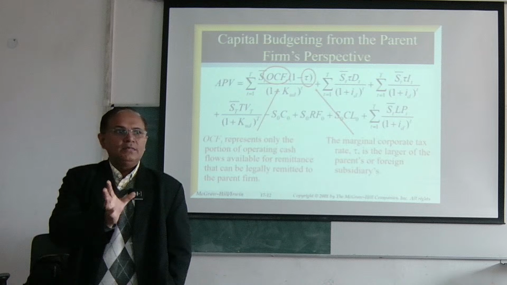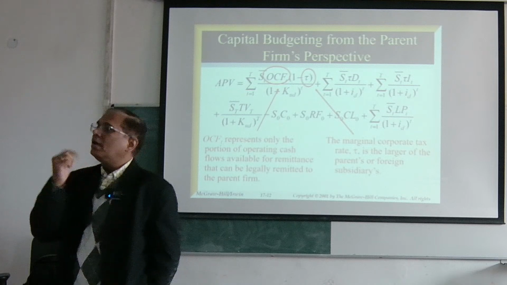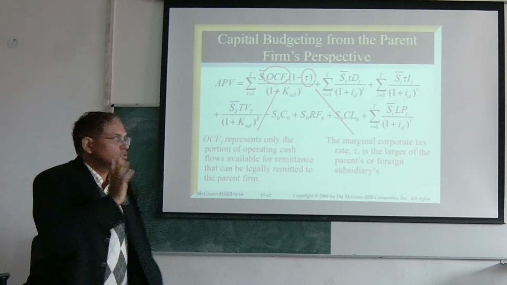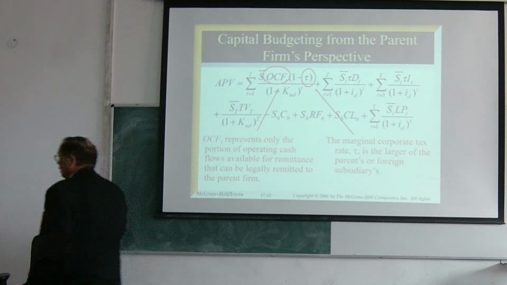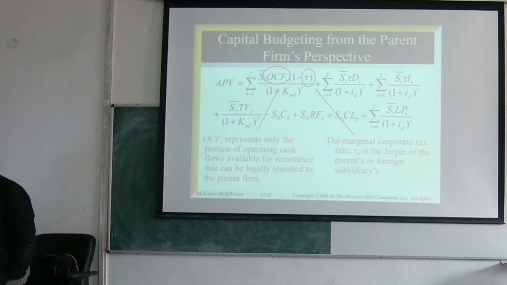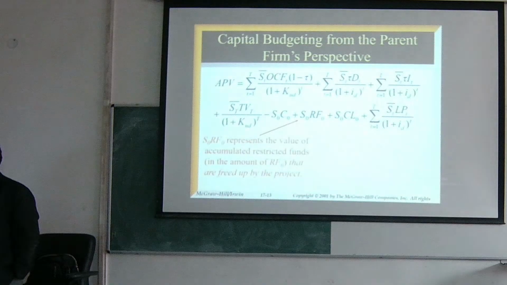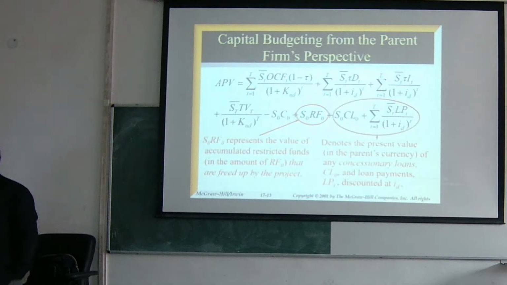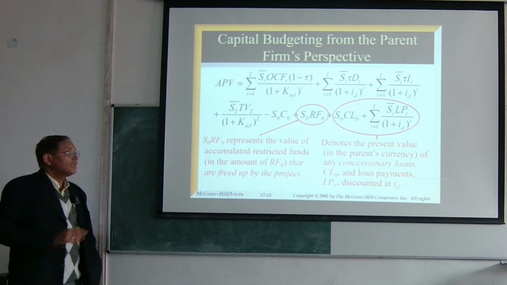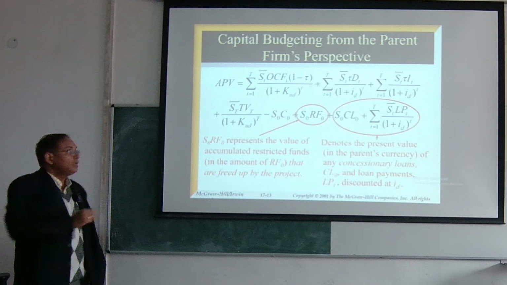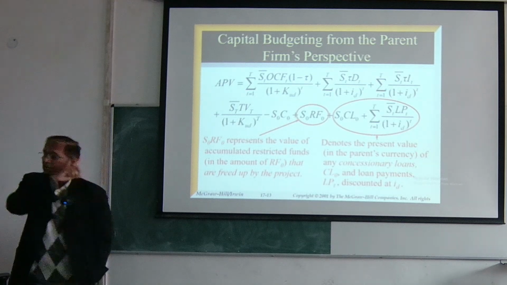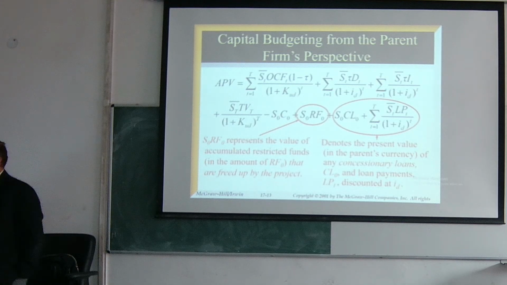Is it clear? So that's why the method is higher of the two. Higher of the two has to be applied. Next, this restricted fund. What is restricted fund? That's withholding tax. This example, have you taken this? And that is what LP stands for here, the loan payments, some subsidy.